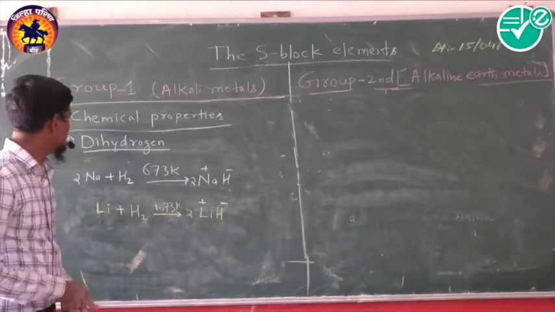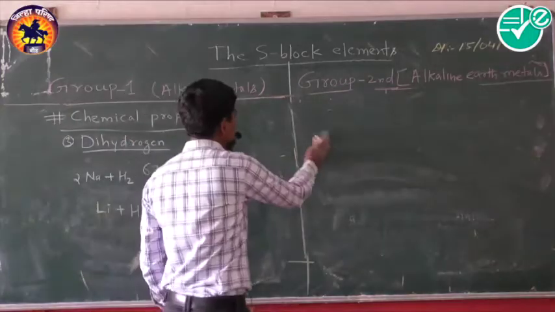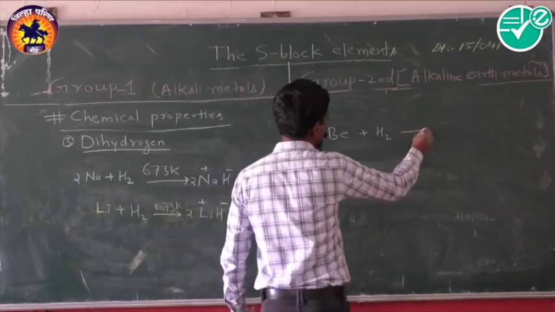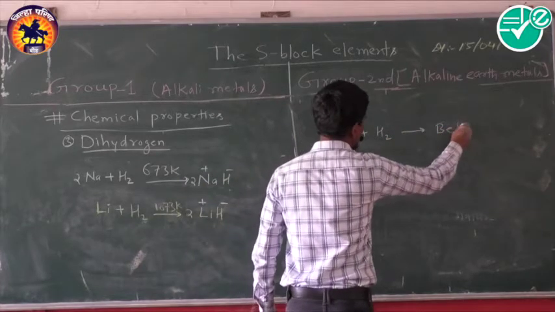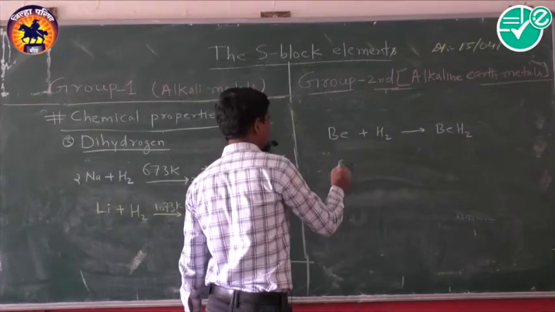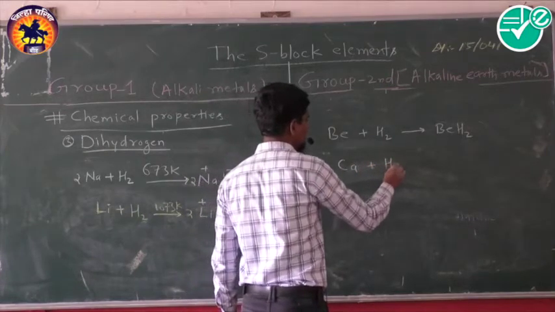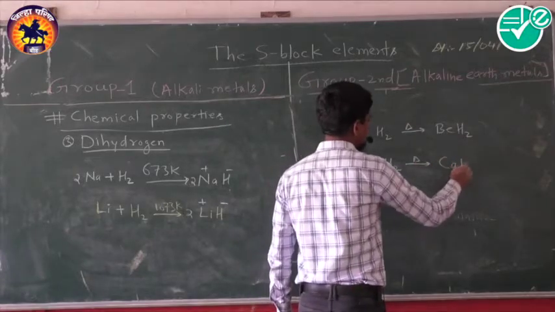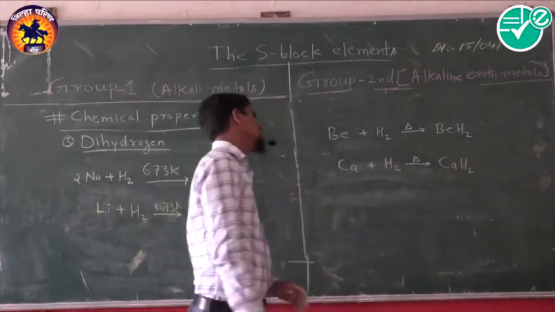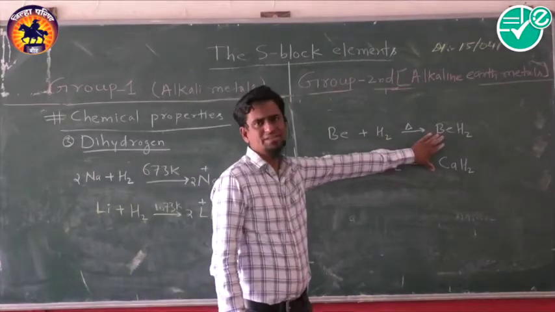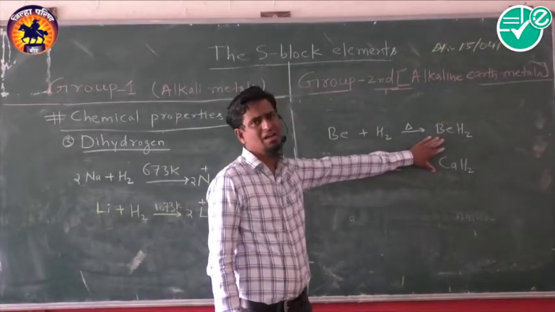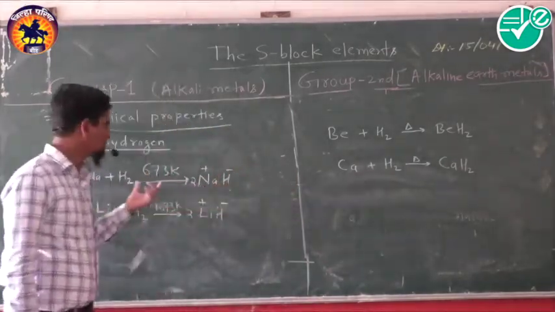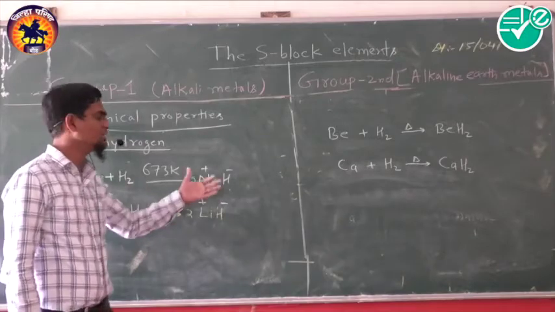Now come in the same fashion. If you take the reaction between beryllium plus hydrogen, it will again form beryllium hydride. In the same fashion, if you take calcium, it is reacting with hydrogen, no doubt provide heat. Then again, what will form? Calcium hydride. So these are again ionic hydrides of alkaline earth metals. So the reactions are same. Both are doing reaction with hydrogen and forming hydrides.